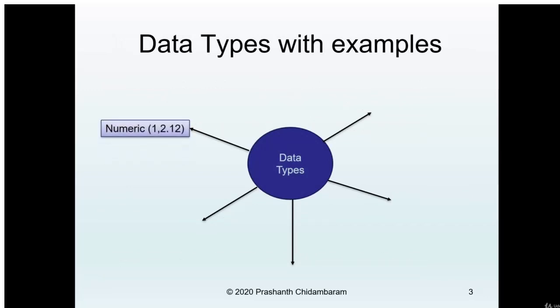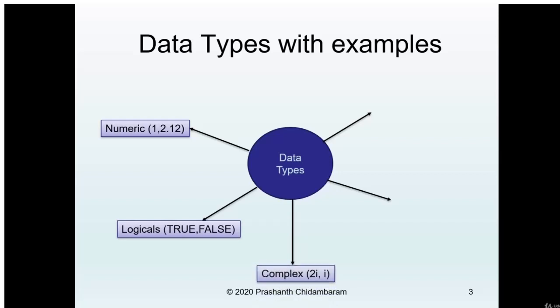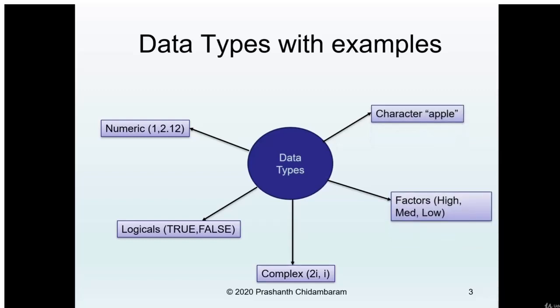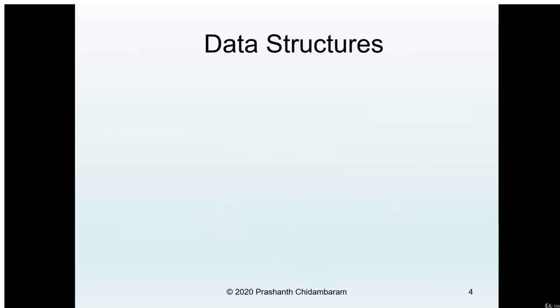So data types, we have numeric. It can include numbers, decimals, logicals. It's a Boolean, either true or false. Complex, the i is short for square root of -1. Factors, high, medium, and low. And finally, characters could be names, fruits, for instance, could be anything.